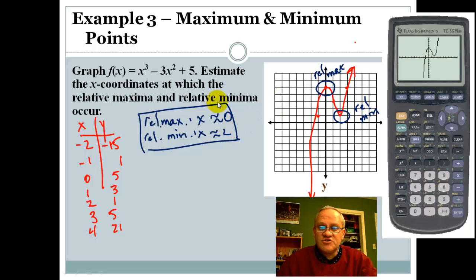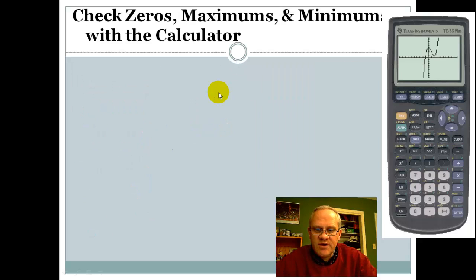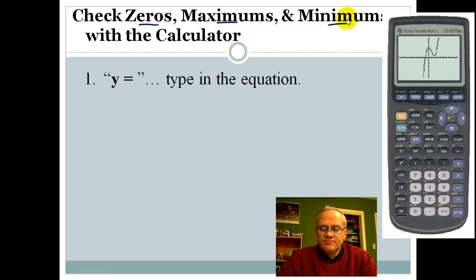But let's now check. Actually, let me see. I think I have one more slide here to show you the pattern, and I'll come back to this slide and we'll find out exactly what these are a little more closely. So here's, if you want to write this down, how you check this on your calculator. You can find the exact zeros. You can find the exact maximums or minimums. All basically the same way. And when I say exact, I mean as exact as you can get. We're going to round it to maybe 2 decimal places, but a lot more exact than just saying, oh, about 2. So anyway, the first thing is go to the y equals button, like we've been doing, and type in the equation. Okay, we've done that already.